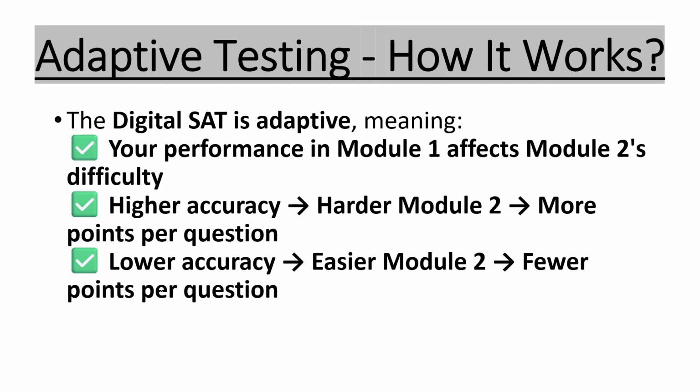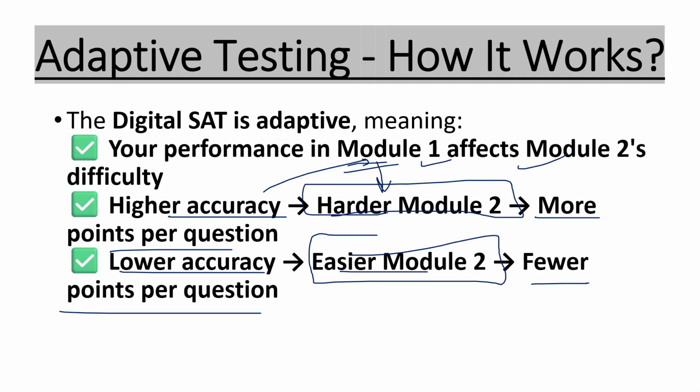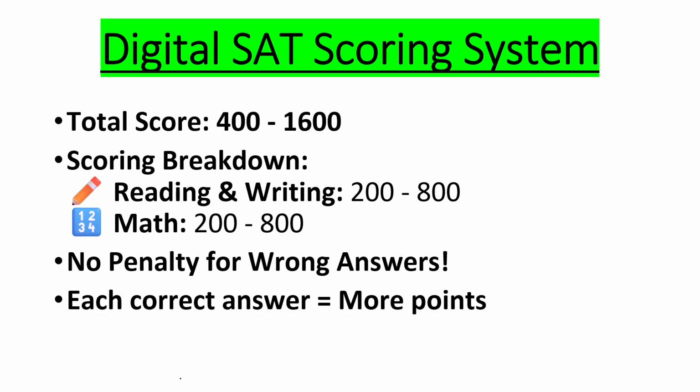Okay, moving on. Let's go to the adaptive testing as I have already explained. The higher accuracy you get in module 1, the harder module 2 will be, and the more points you will be able to score. Module 1 directly influences module 2. Lower accuracy, easier module 2, fewer points. So basically you have to aim to get a harder module 2, because the harder the questions, the more points will be awarded.